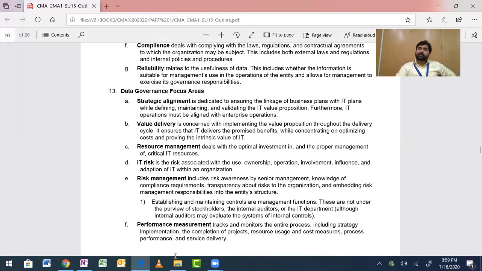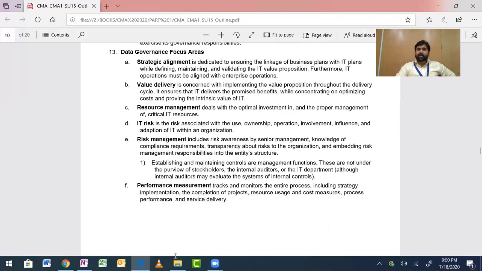Risk management includes risk awareness by senior management, knowledge of compliance requirement, transparency about the risk, and embedding risk management responsibilities into the entity structure. Right? Too many heavy words, but if you read it two or three times, you will get something out of it. If we start discussing this, one paragraph will take too much time. Fine. What is risk awareness? Knowledge of compliance requirement, transparency about risk. So it will take too much time.